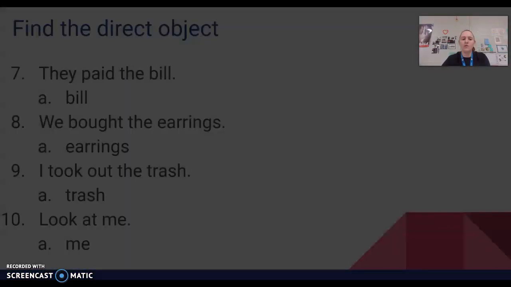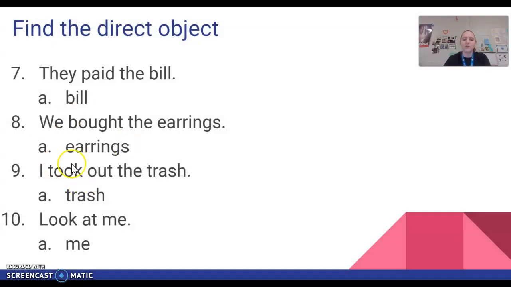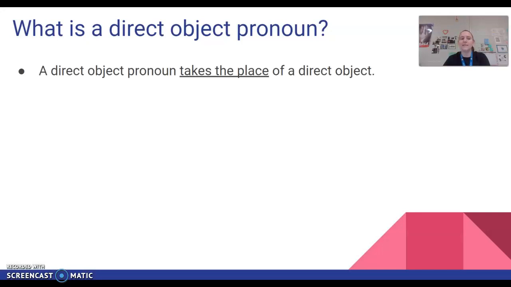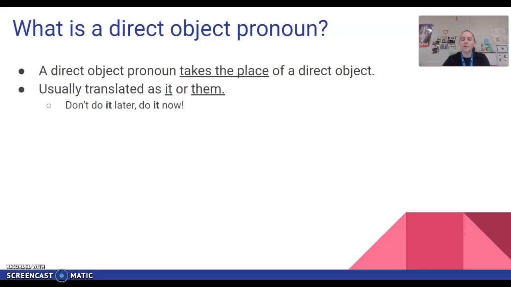If I look at one of my other examples, like I took out the trash, I don't want to say the trash, the trash, the trash. If my mom says, hey, did you take out the trash? I can say, yeah, I took it out, rather than having to say, yes, I took out the trash. For example: don't do it now, do it later. Before you use a direct object pronoun, you will have established in your conversation or in your writing what we're talking about. Eat them. We are selling it.